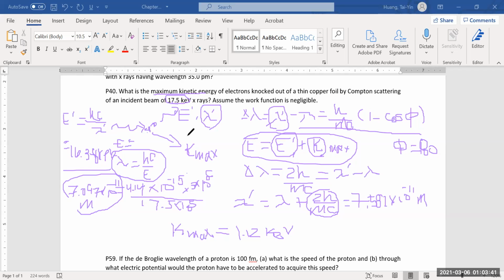If the problem asks you to express the answer in eV, then whatever value you got in joules, just divide that value by 1.6 times 10 to the negative 19. That will give you the value in eV. So that's basically how we apply Compton's equation to find these quantities.